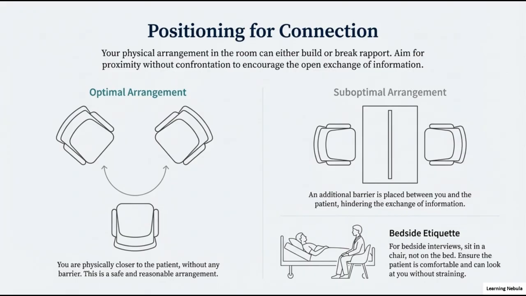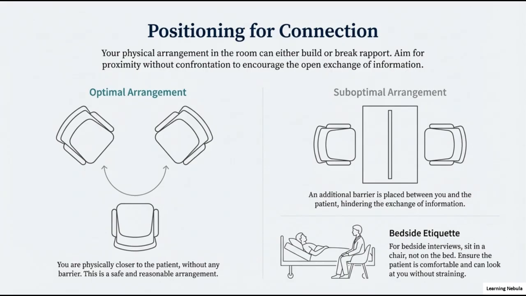And the optimal arrangement on the left. The chairs are arranged in a triangle or on a corner, no desk in between. The text says you are physically closer without any barrier. It signals partnership. And there's a specific note at the bottom about bedside etiquette. Crucial for when the patient is in the hospital. It says, sit in a chair, not on the bed. Don't sit on the bed. It's an invasion of personal space. But more importantly, sit down. You want to get to their eye level. If you're standing while they're lying down, you're literally looking down on them.